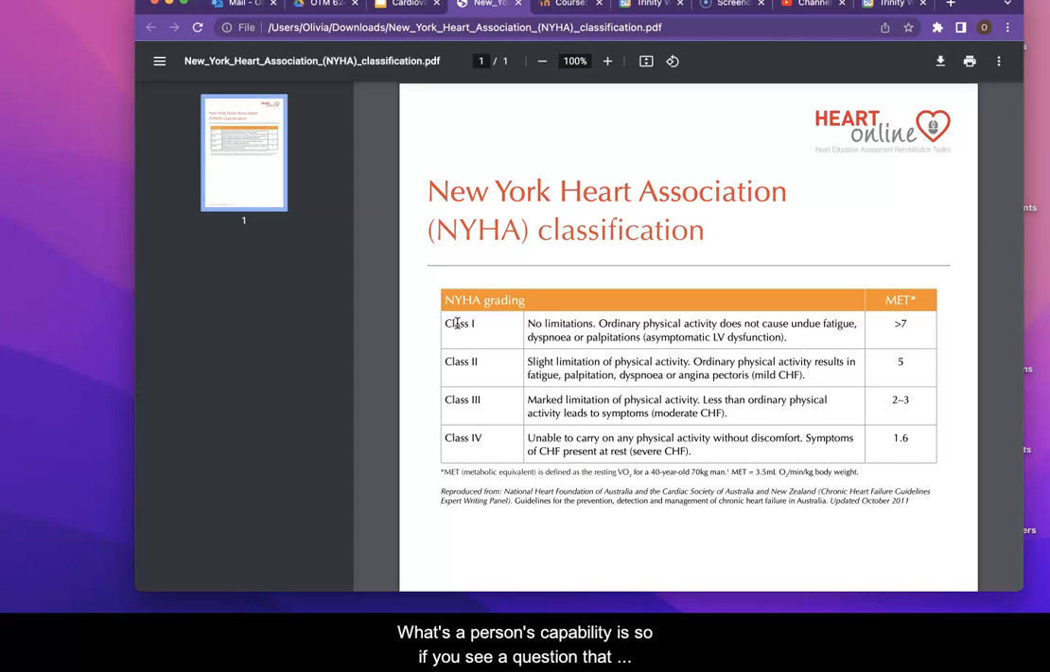So if you see a question that relates to a particular class of heart failure, you understand that at class 1, there are no limitations. They can proceed with their physical activity and they have a MET level of greater than 7. Class 2, they have slight physical limitations; ordinary physical activities might result in increased fatigue or dyspnea or palpitations of their heart or mild angina. Then classes 3 and 4, and understanding what those categories look like for your client.